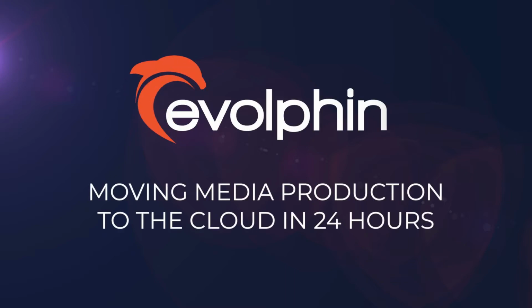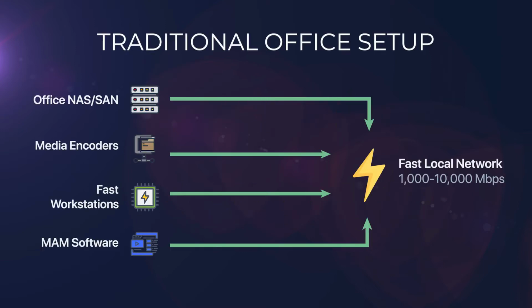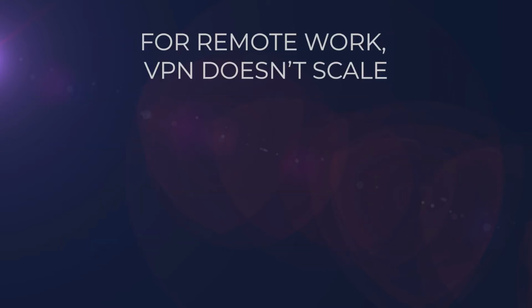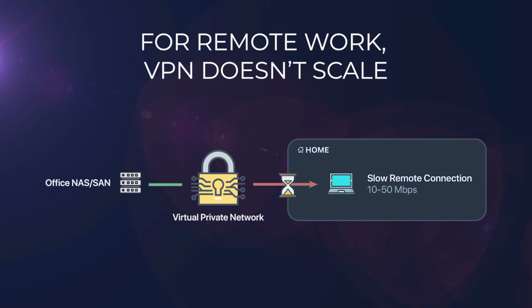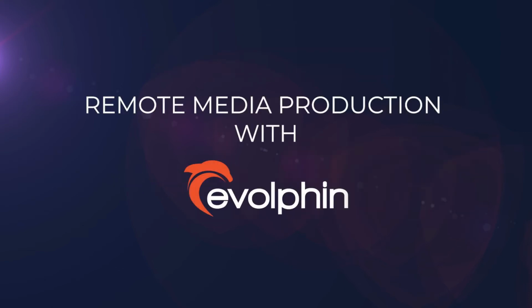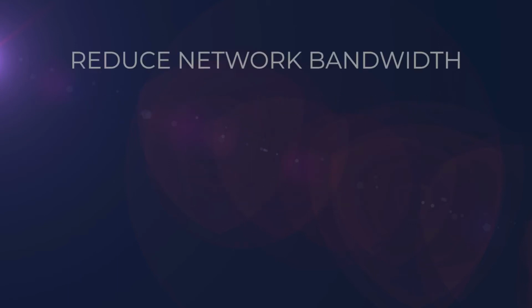At Evolphin, we're helping companies move their media production to the cloud so they can be up and running fast. In a traditional video production pipeline, all storage, servers, and edit stations are connected with high-speed networking in the office. However, when working remotely, a VPN to access that network isn't fast enough for video production. That's why Evolphin Zoom is the perfect solution to power remote media production.